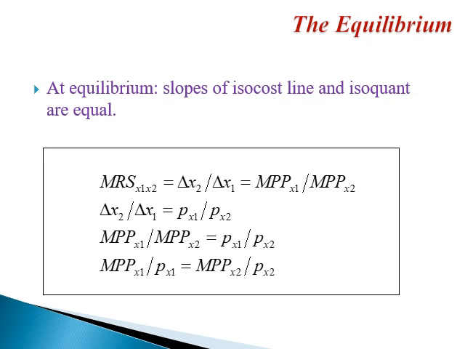So the condition tells you that delta x2 divided by delta x1 must be equal to the price ratio, px1 divided by px2. Or replace delta x2 divided by delta x1 with MPP x1 divided by MPP x2. It is the same thing. It must be equal to the price ratio. This is the optimality condition. Or you can write it that way if you like: MPP of x1 divided by its own price is equal to MPP of x2 divided by its own price. All that is the same.